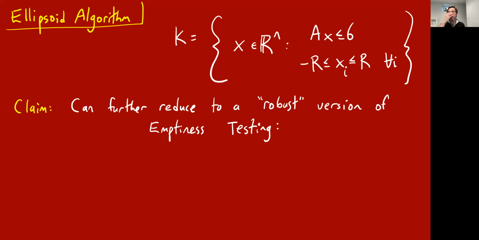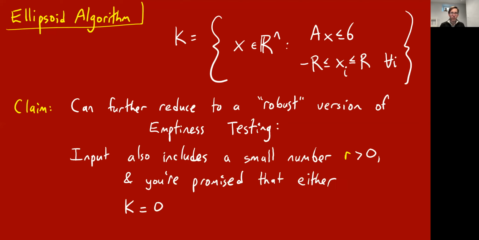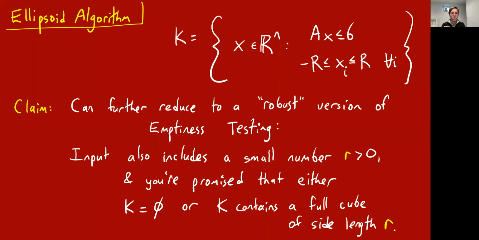Okay, so what I want to do now before I get into the ellipsoid algorithm is to claim that you can make this problem even a little bit easier on yourself. You can reduce solving this problem to resolving a quote-unquote robust version of this problem. And what do I mean by a robust version? Well, in the robust version, the input also is going to include a small number r, which you should think of as exponentially small, but positive, so it can be written with polynomially many digits. And you're promised that either k is empty, or not just that k is not empty, but that k actually contains a tiny little full dimensional cube in it of side length r. So it's sort of robustly non-empty.